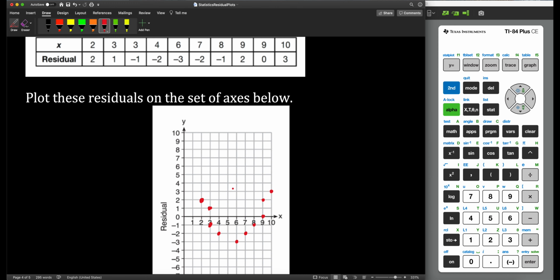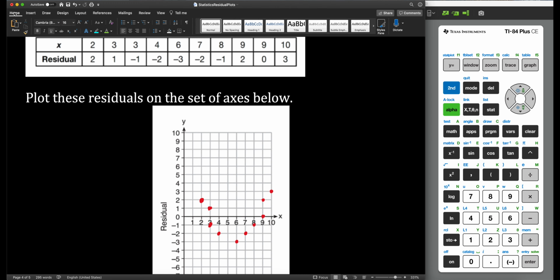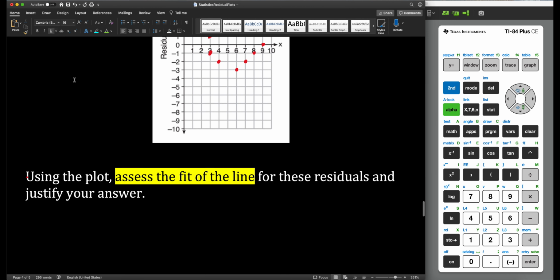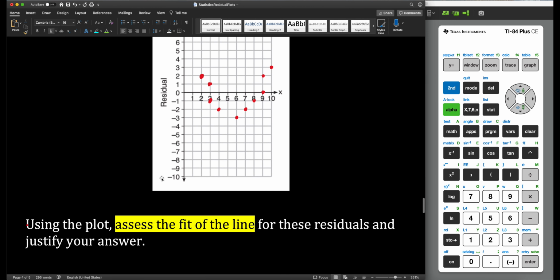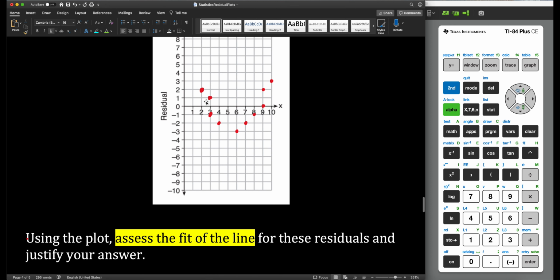You're getting points on your Regents just for that. Now, we're not going to stop there, of course. We have more work to do, but it's very simple. So now, what we want is, using the plot, assess the fit of the line for the residuals and justify your answer. So guys, they basically just want you to say, now that you plotted this, what kind of residual plot is it? Is it a good fit or is it not a good fit?